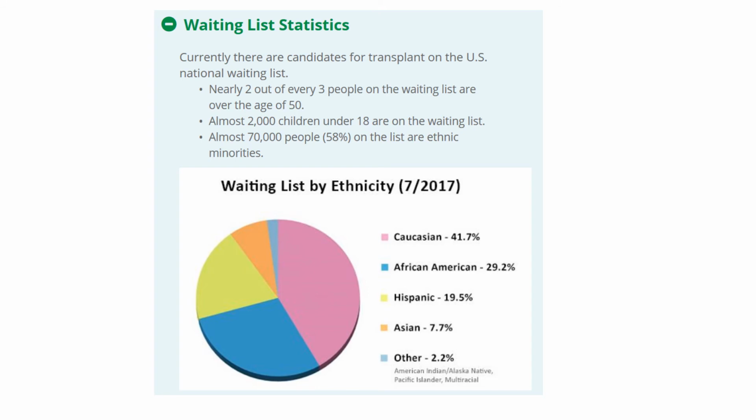Okay, so waiting list by ethnicity. This was a few years old, but this list doesn't change very much. Caucasians were about 41%, African Americans 29.2%, Hispanic 19.5%, Asian 7.7%, and everyone else gets grouped together as the smallest group, which is sad when you think about it. And why are there more African Americans? If you think about it, they're more likely to have hypertension, and there's a much higher incidence of end-stage renal disease in that population.